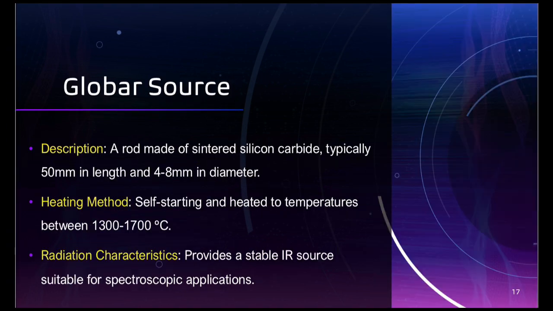Globar source: a rod made of sintered silicon carbide, 50 mm in length and 4 to 8 mm in diameter, self-starting and heated to temperatures between 1300 to 1700 degrees Celsius.